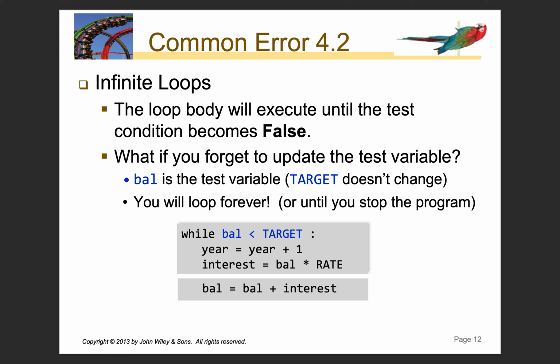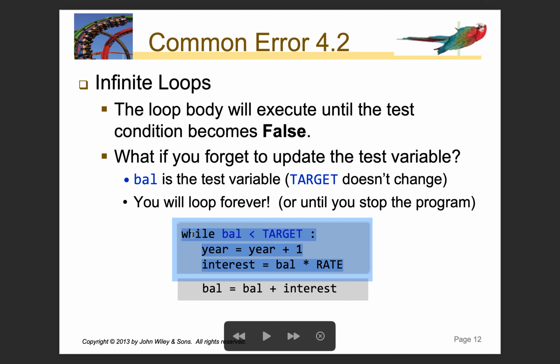Okay. The second common error is infinite loops. Infinite loops happen more often than you'd be surprised because of slight mistakes. The loop body will execute until the test condition becomes false. So what happens if you forget to update your test variable? What happens if you forget this line at the bottom? Imagine this line isn't here: bal equals bal plus interest. Imagine that our code is just this top chunk.